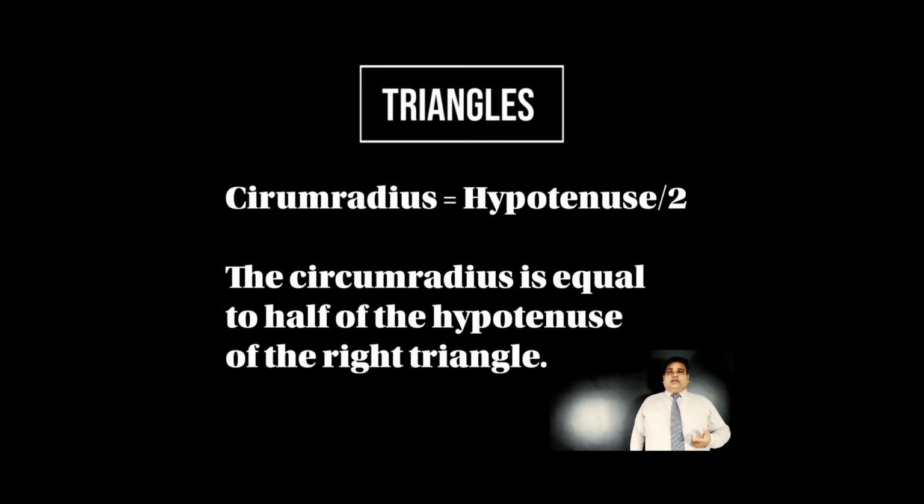You can say either circumradius or circumradii. So circumradius is equal to half of the hypotenuse of a right angle triangle. This is again an important property. Circumradius is half into hypotenuse.